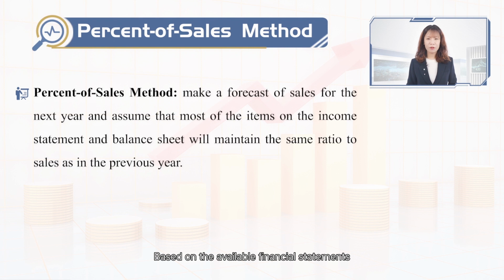Based on the available financial statements, the percent of sales method is the simplest approach to make a forecast of sales for the next year and assume that most of the items on the income statement and balance sheet will maintain the same ratio to sales as in the previous year. There are 4 steps in the percent of sales method. Let's illustrate the method with GPC specifically.